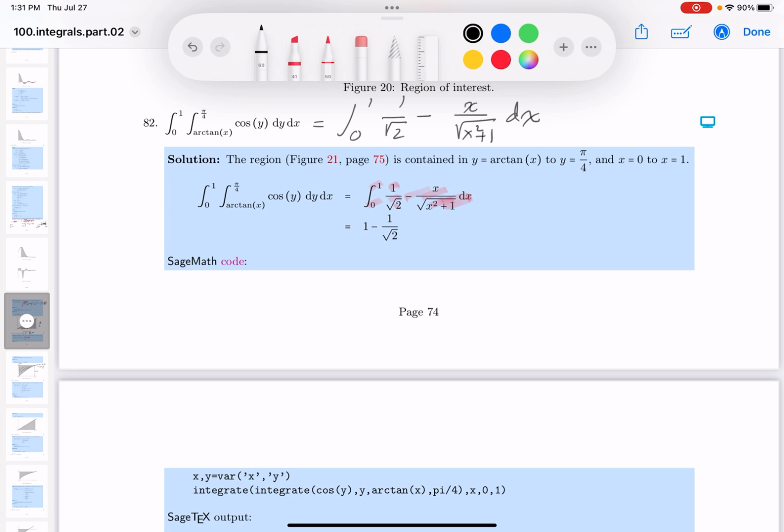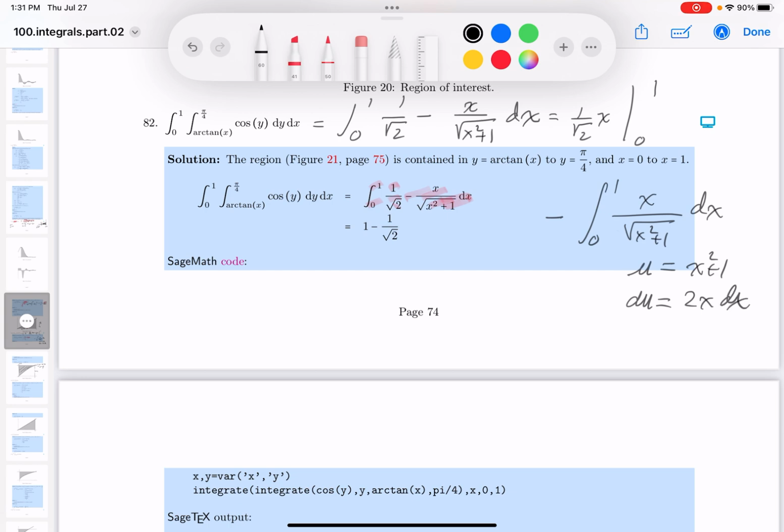So let's do the first thing, which is the first antiderivative, which is 1 over root 2 x, limit's going to be from 0 to 1. Relatively simple. The next one's going to be minus the integral from 0 to 1 of x over the square root of x squared plus 1 dx. I'm going to use a u substitution to do that. I'm going to say u equals x squared plus 1, and so du would be 2x dx. I'm going to do one thing at a time, by the way. I'm going to do the first part right away. I don't want to forget that. Let's see. That would give me 1 over root 2 minus 0, which is 1 over root 2.